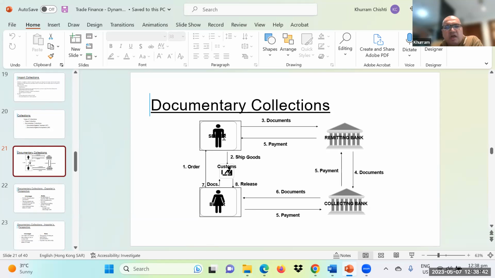So what I will do, I will prepare the order, arrange for the supplies, pack them, and then I put my goods on the ship. Then it goes to the customs. First thing, as I ship the goods, number 3 is the documents. Now, when I'm shipping the goods, like you may have sent goods to India, Pakistan, or to your countries from here.